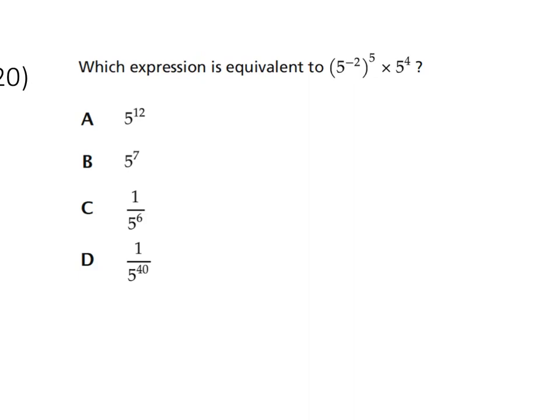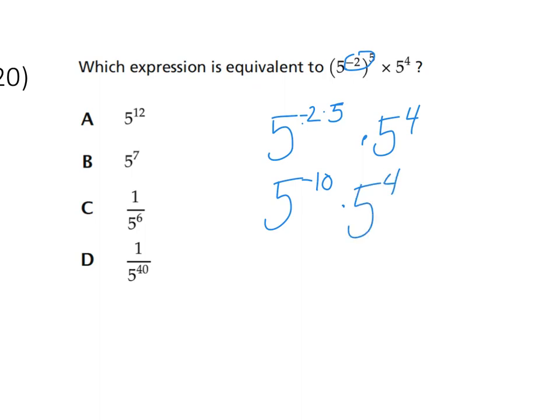Which expression is equivalent to 5 raised to the negative 2 power, raised to the 5th power, times 5 to the 4th power? This is power over power, and when we have power over power, we multiply our exponents. So you keep your base, and you multiply your exponents. Negative 2 times 5 gives me negative 10, times 5 to the 4th. Multiplying like bases, you keep your base and you add your exponents. So keep your base 5, negative 10 plus 4, which will give you 5 to the negative 6th power.